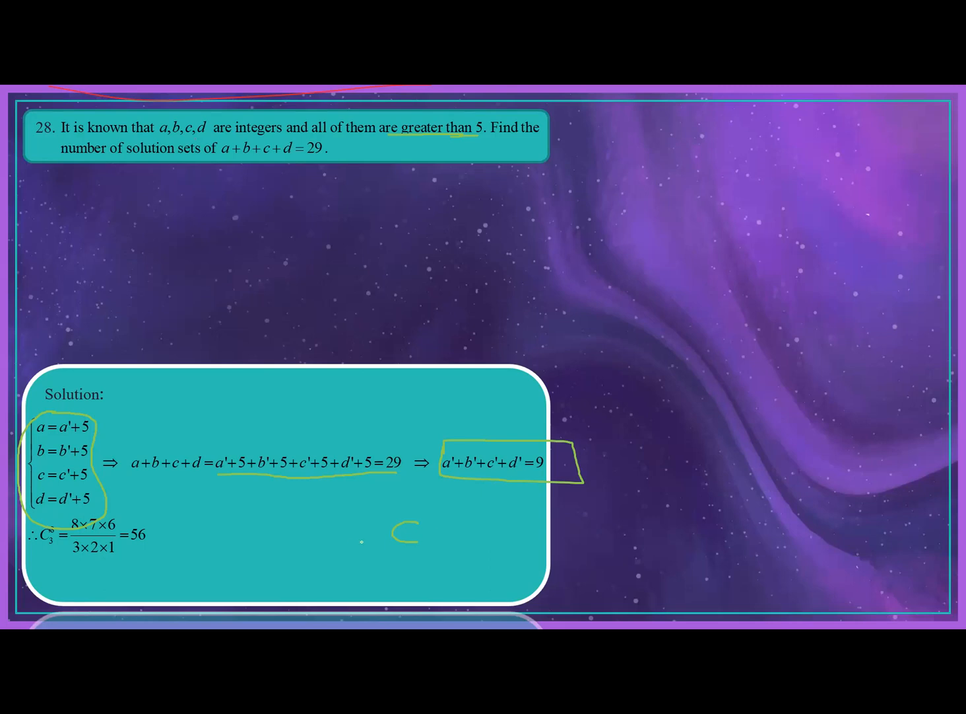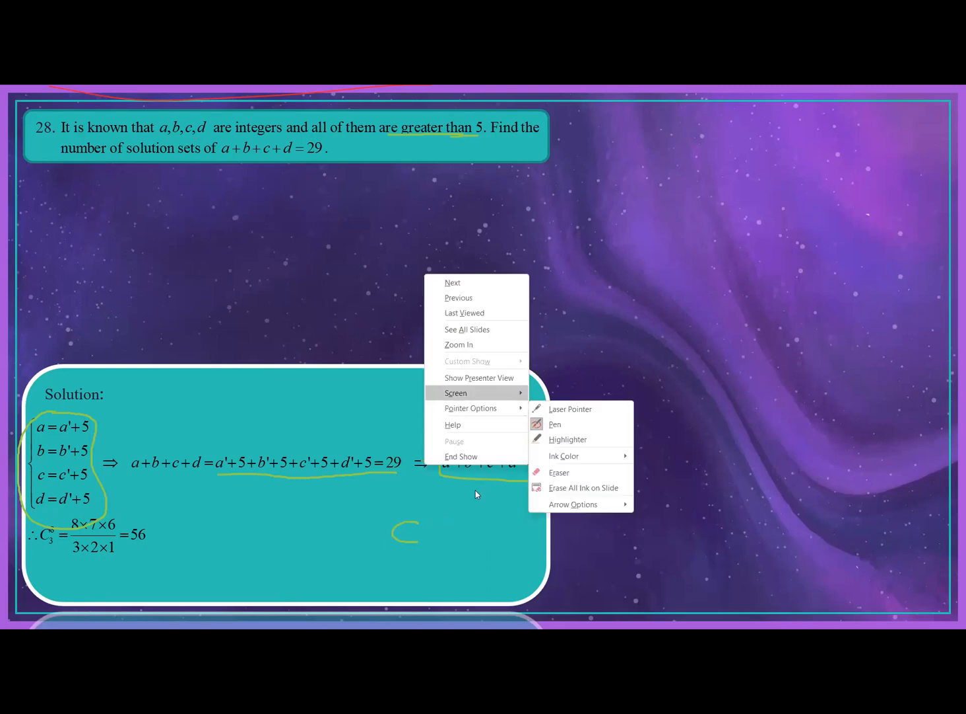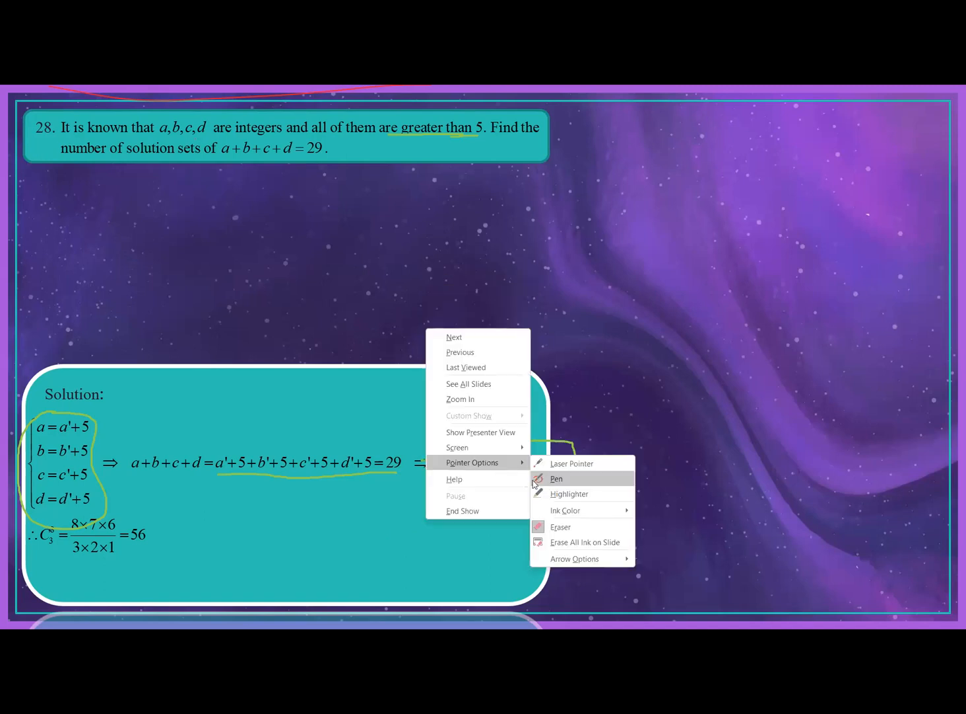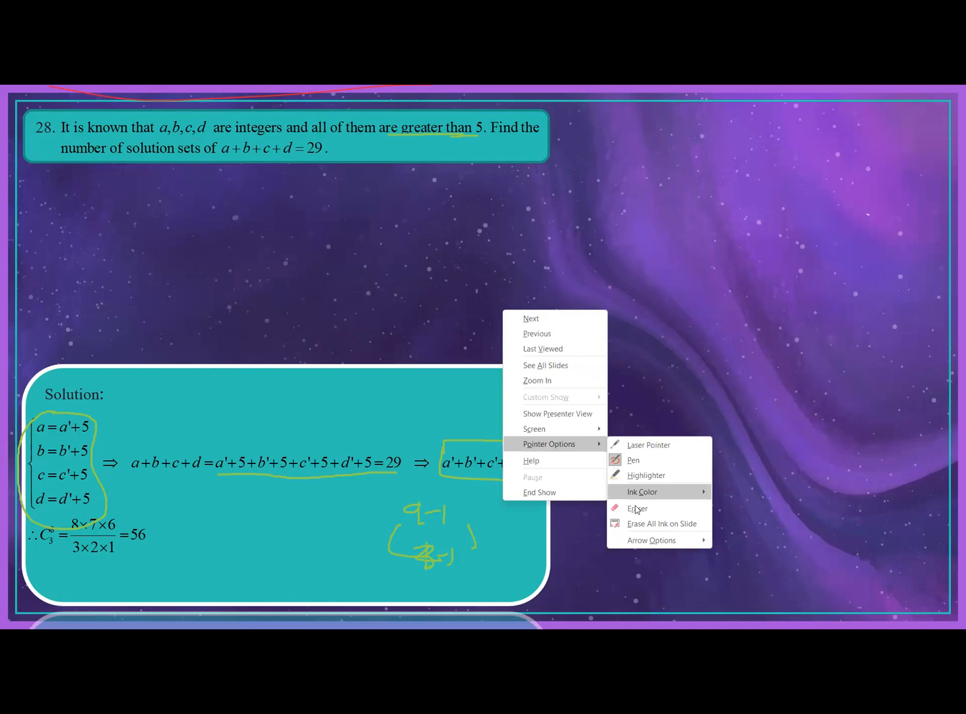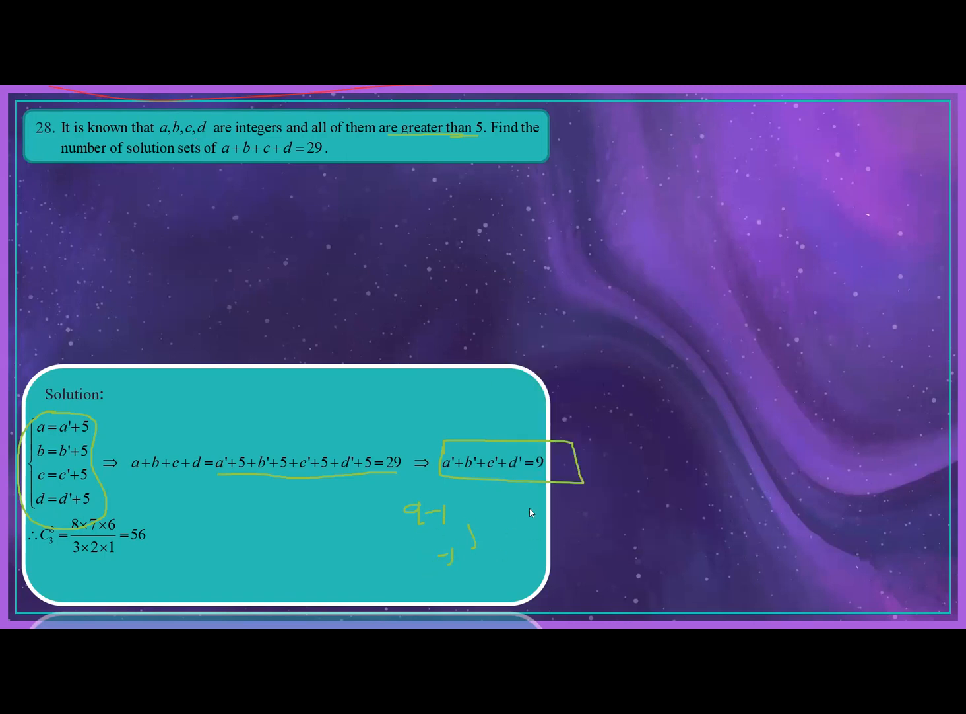And here the number of solutions for this one is C of 9 minus 1, taken 3 minus 1. So 4, sorry. That should be 4 because A, B, C, and D. So basically 8 taken 3, which is equivalent to 56. Okay.